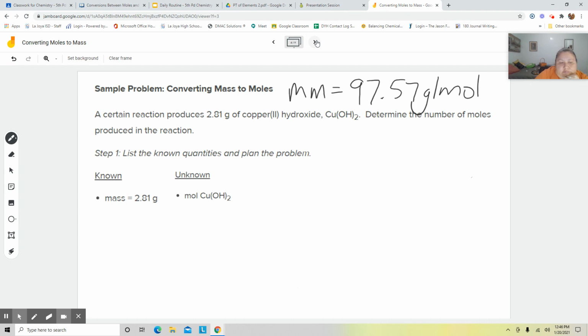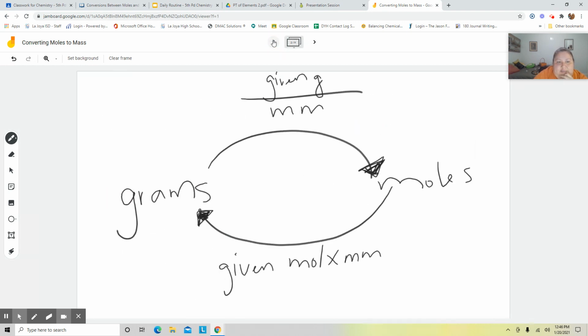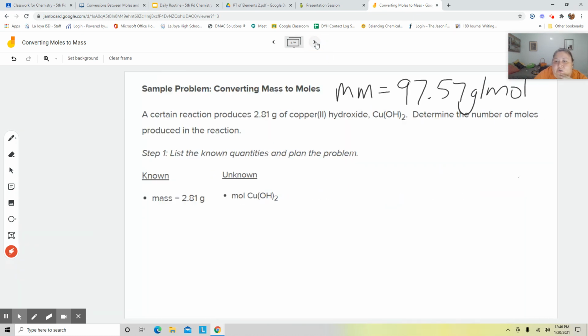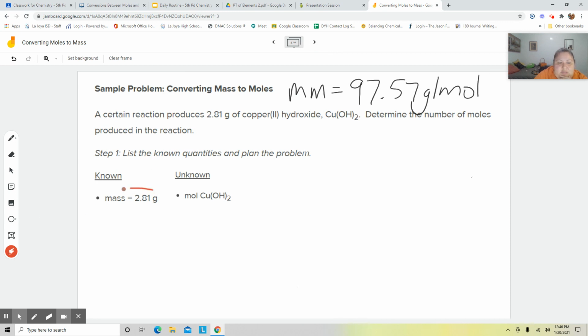Okay. So remember, it says here what goes on top, what goes first. You're given, meaning, what did they give you in the problem? This is what they give me. This is what goes first. Okay, so 2.81 grams divided by your molar mass.